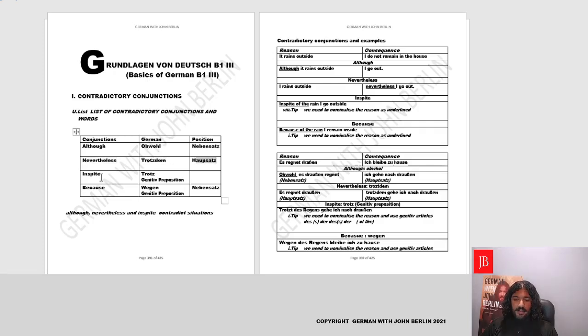Now, in spite is trotz, it's a genitive preposition, and it is used like in English you say in spite. And then you have because, there is a genitive preposition, wegen. Yes, all of these basically contradict situations. Let's find out how. Let's say it rains outside, I do not remain in the house.